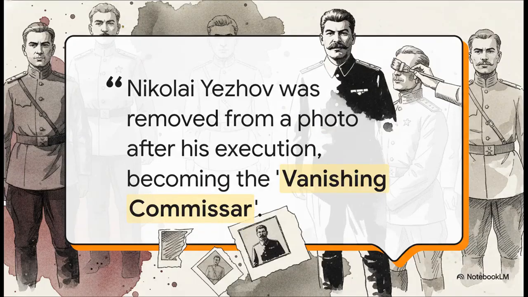But then, you get the other end of the spectrum. You have this. It's a really sinister use of the exact same fundamental idea. Joseph Stalin was famous for having his political enemies, like Nikolai Yezhov here, just erased from official photos after they fell out of favor. Yezhov became known as the Vanishing Commissar. It's a chilling reminder of how photo alteration can be used to literally rewrite history.